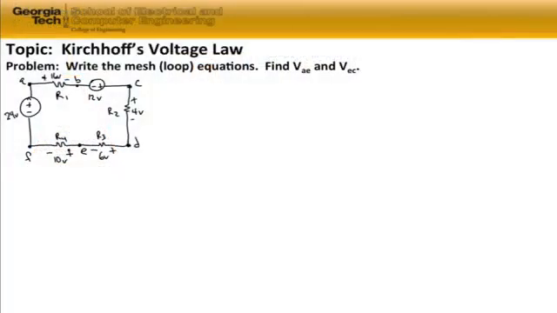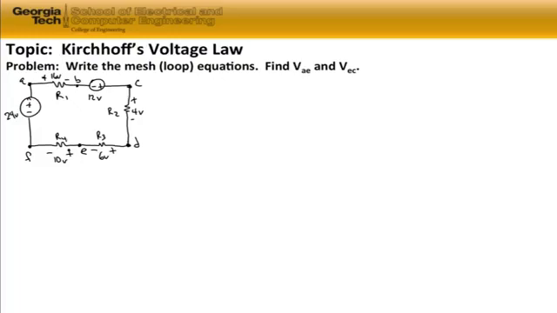The topic of this problem is Kirchhoff's voltage law. What we're going to do in this problem is write the mesh equation, also known as the loop equation, for this single loop circuit. Additionally, we're going to solve for the voltage from node A to node E, and also from node E to node C. We'll see what these voltages come out to be as we add up the voltage drops across various elements. So the first thing we want to do is write the mesh equation.